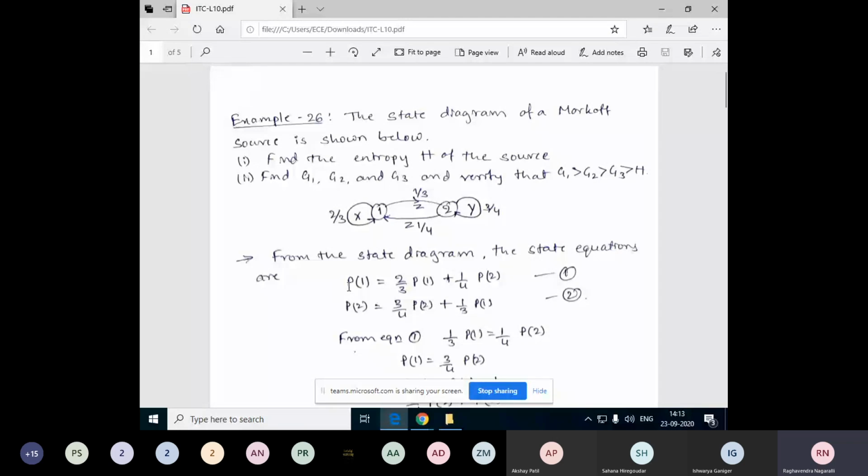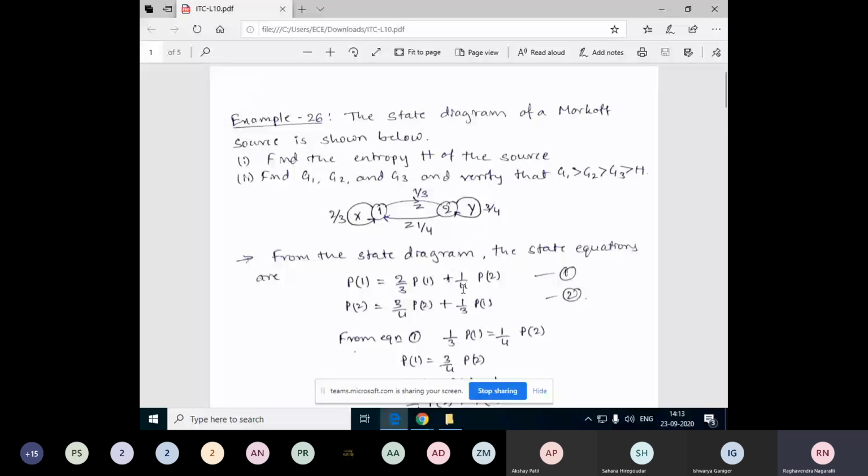Okay. So right now we are considering state number 1. For this state, what are the incoming transitions? We have one incoming transition from itself, with the probability 2 by 3, from P of 1 to P of 1. Next, from 2 to 1, we have one incoming transition. The symbol emitted is Z, and the probability given is 1 by 4. So that is 1 by 4 into P of 2.